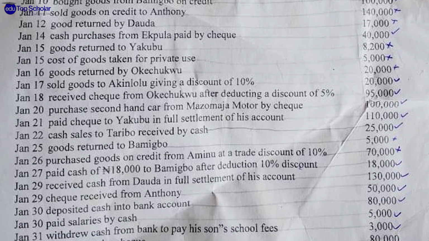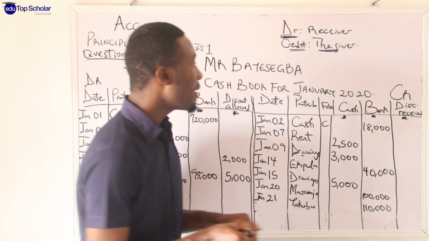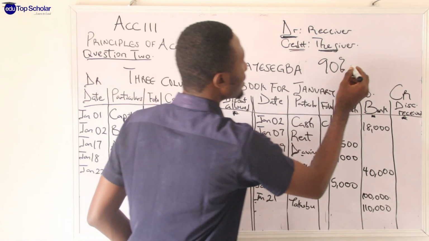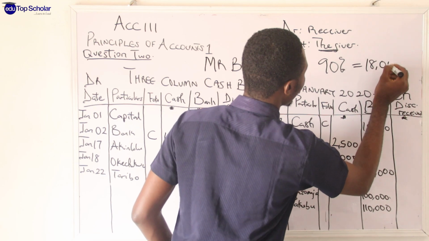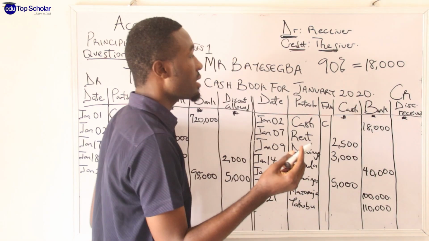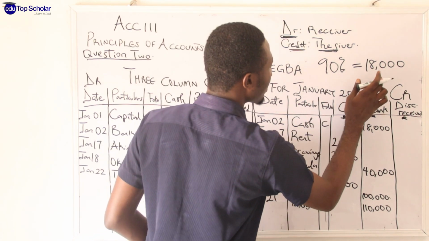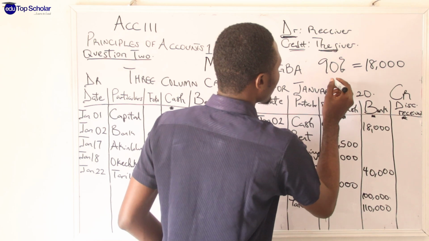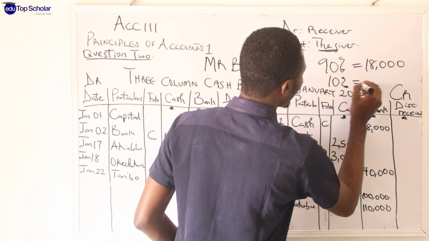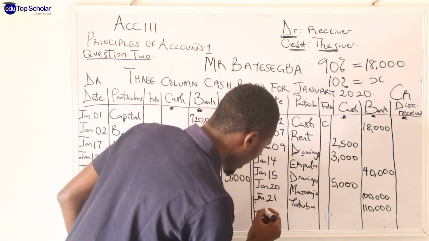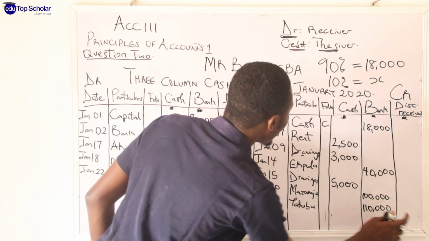Then we move to January 27. It said paid cash of 18,000 naira to Bamigbo after deduction of 10% discount. It means that the money paid is 90% of the amount, which is 18,000 naira. If 90% is 18,000 naira, then we need to know what the 100% is to be able to identify the amount of the discount. So the remaining 10% will be X. If you cross multiply, you would get 20,000 naira. So the 20,000 naira is what will be recorded as the discount.